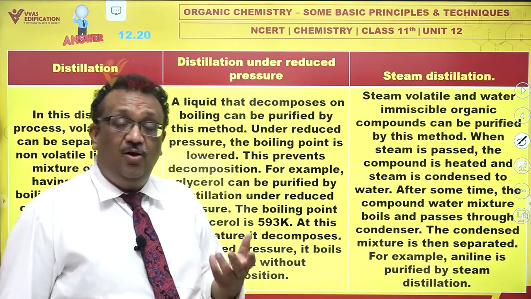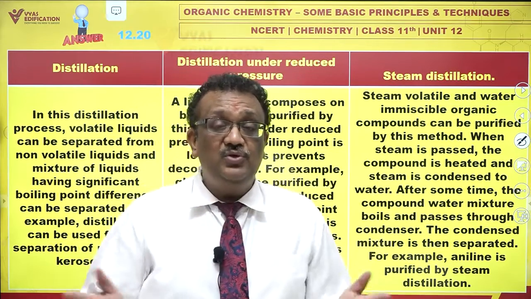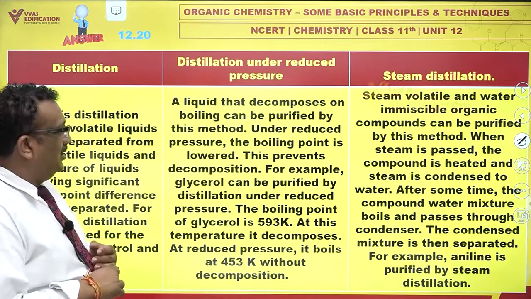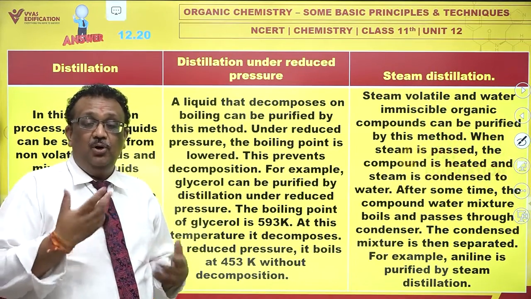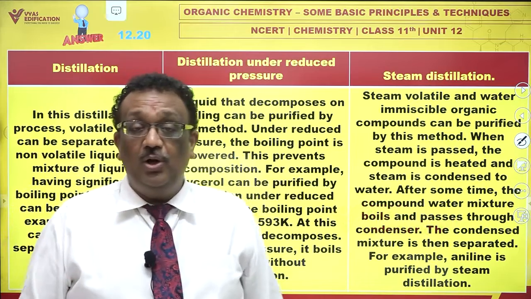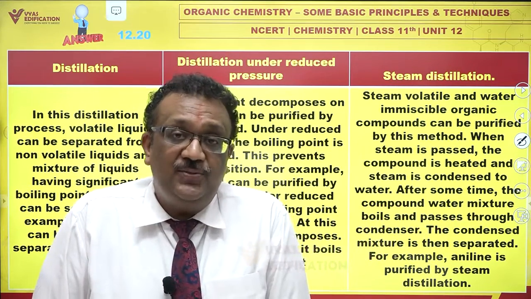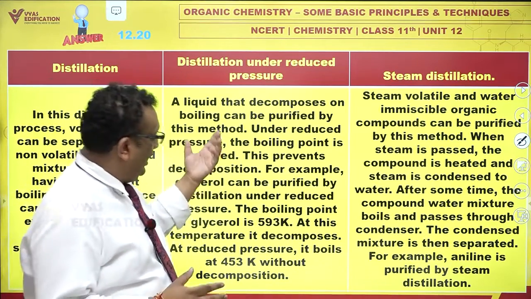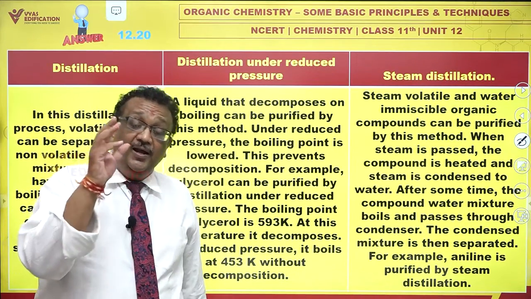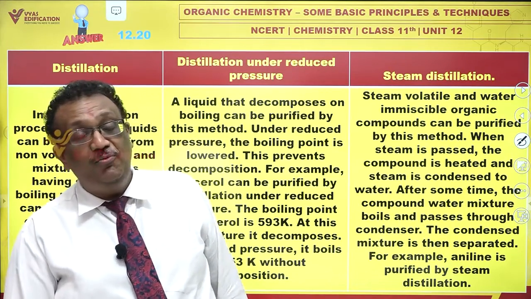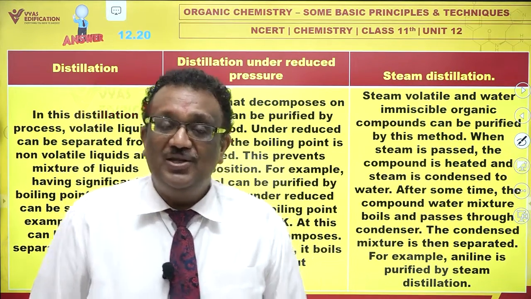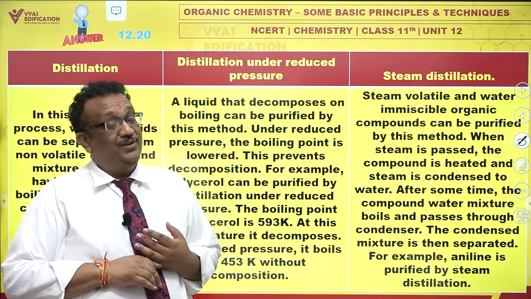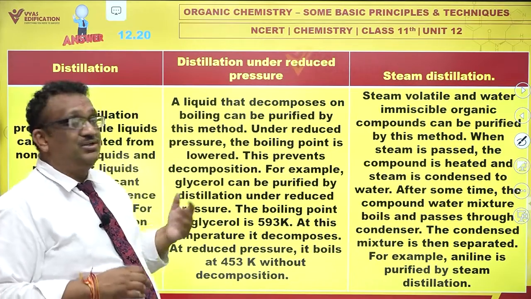What about distillation under reduced pressure? If you have a component which begins to decompose as you boil it, like glycerol. Now, glycerol has a boiling point around 320 degrees Celsius, but if you heat it that much, it also begins to decompose. So we need to reduce the external pressure, and if you reduce the external pressure, the most beautiful part is that the boiling point gets reduced. The same glycerol can be boiled at barely around 180 degrees Celsius and it evaporates off without actual decomposition. So this is distillation under reduced pressure.